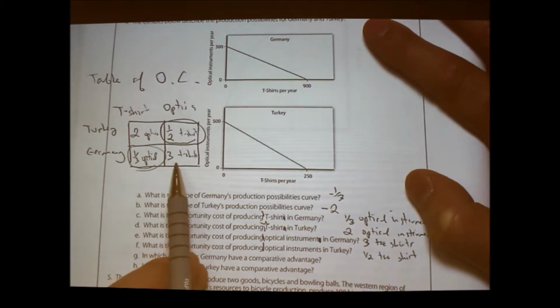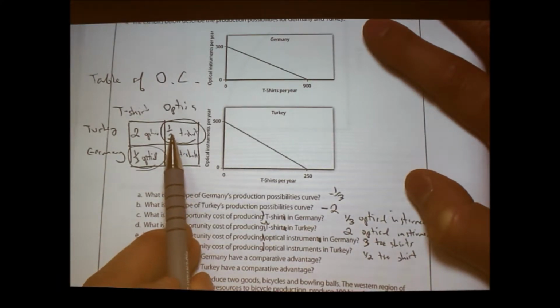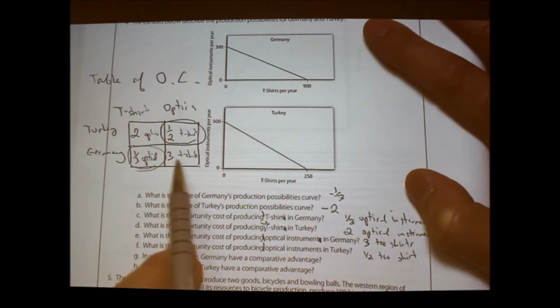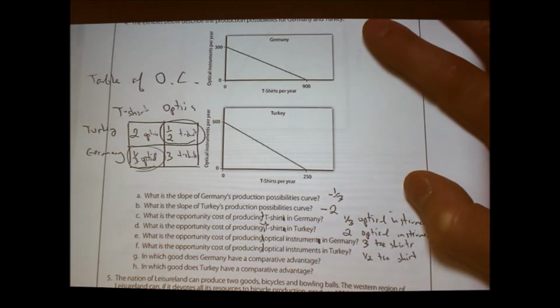We can also see that because what's the opportunity cost of optics in Turkey? 1/2 t-shirt versus 3 in Germany. So the opportunity cost is lower in Turkey, therefore Turkey has a comparative advantage in optical instruments. Yeah?